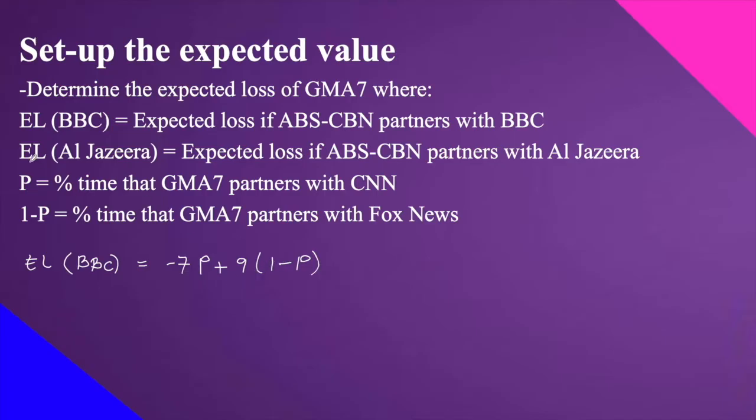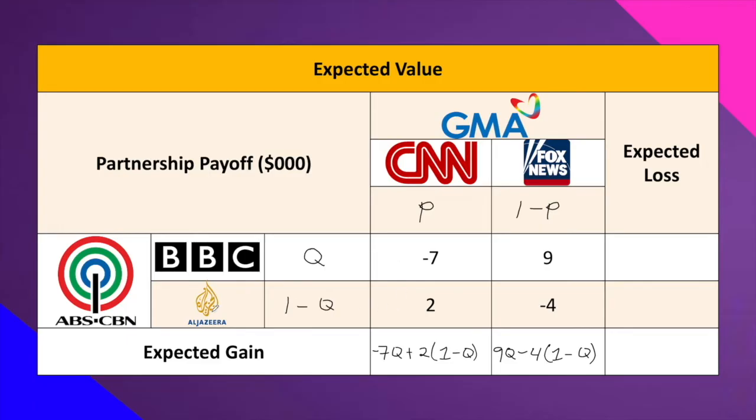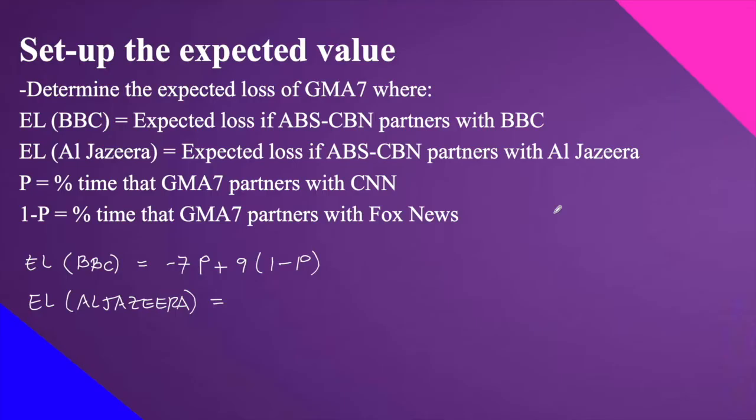Okay, next. Expected loss naman tayo if ABS-CBN partners with Al Jazeera. So, EL, Al Jazeera. Okay. So, let's go to our table. If Al Jazeera naman, that will be 2 multiplied to P plus negative 4 or minus 4 na, diretso na, multiplied to 1 minus P. So, let's write it here. 2P minus 4 multiplied to 1 minus P. So, this will be the equation na gagamitin natin.